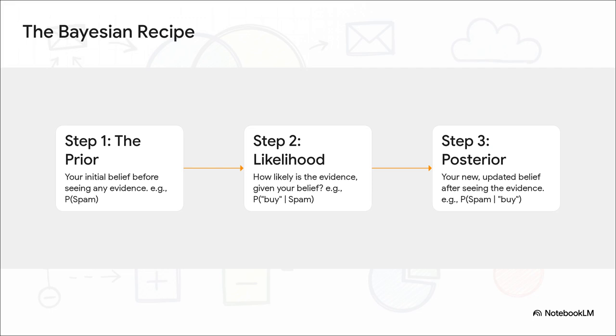First, you start with what's called a prior. That's just your initial guess before you see any evidence. Like what's the general chance that any email is spam? Then you look at the likelihood. So how likely are you to see certain evidence, like the words buy cheap, if the email actually is spam? And finally, you combine those two to get your posterior. That's your new updated belief. It's the probability that this specific email is spam, now that you've seen those words.